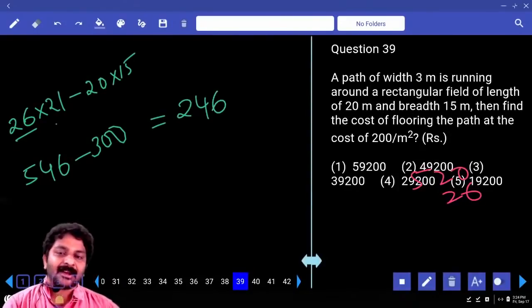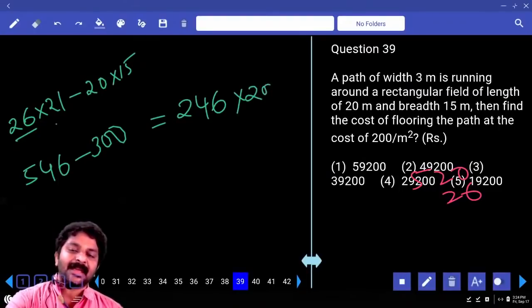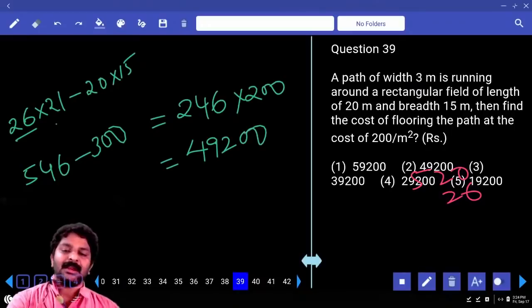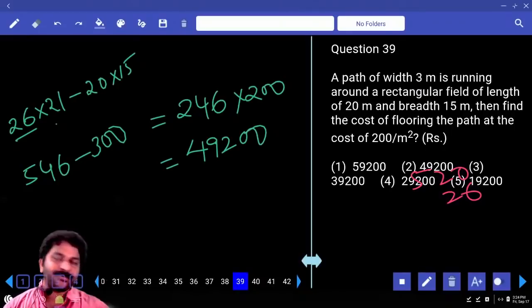But you are asked to calculate cost. Cost in the sense this multiplied by 200 only, which is equal to 492 and then 2 zeros. 246 2 times and then I am adding 2 zeros. Over.